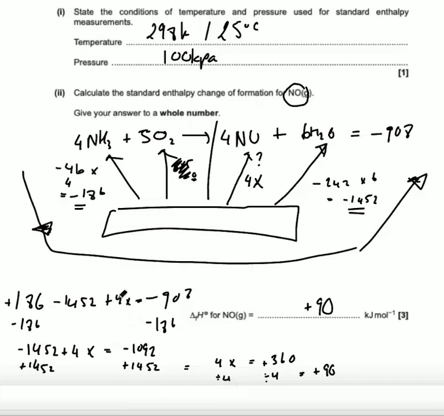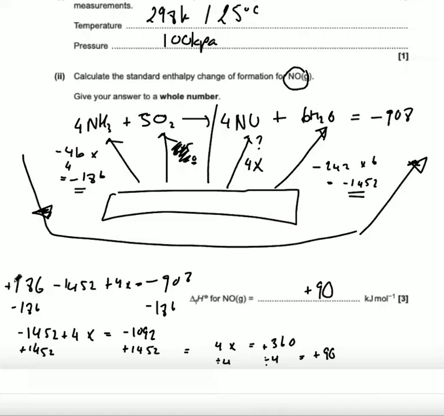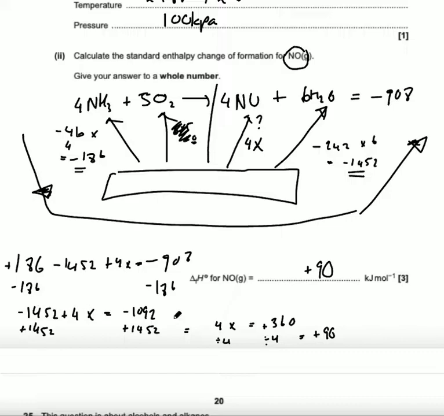Now I need to solve for x, so I'm going to start moving things to the other side. The easiest thing to start off is with a plus 186, so I take it to the other side, so I minus 186 from both sides, and that gives me minus 1092 over here. Now I've got minus 1452 over here, I take it to the other side by plussing it, and so I get plus 360. And so I'm left with 4x equals 360, so I divide by 4 on each side to get x on its own, and that gives me 90. So that's why my answer is 90.